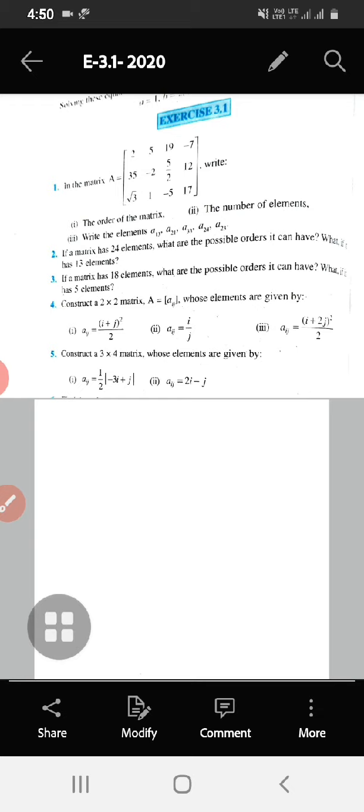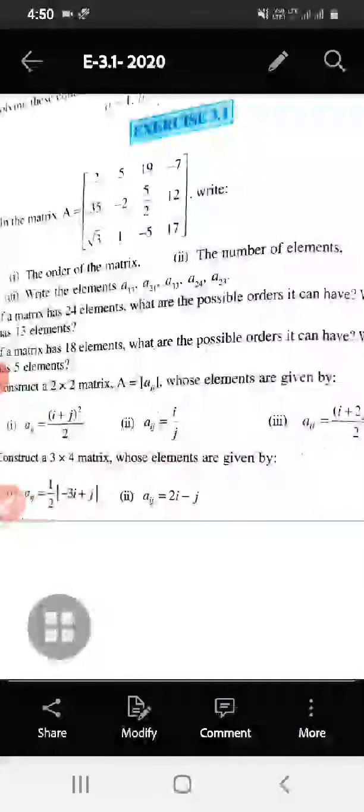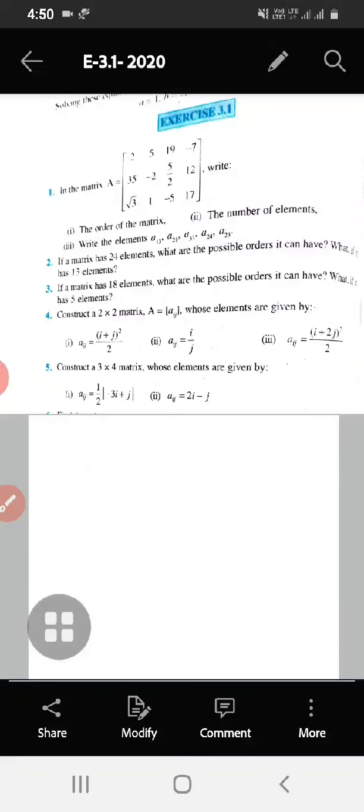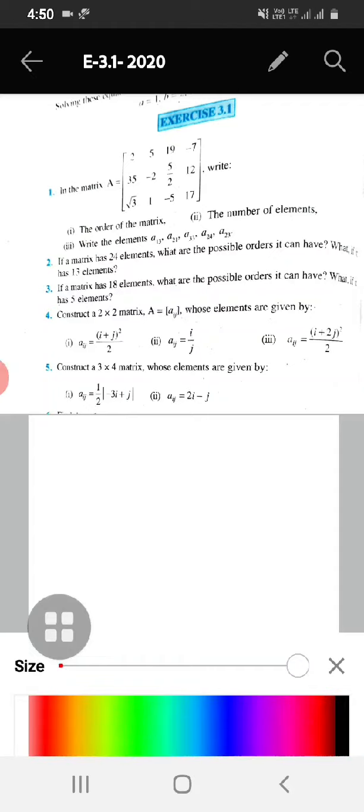Now we shall take up some simple examples. You are observing on the screen the exercise problems given here, Exercise 3.1. I will solve them one by one. There are 5 examples given here, so let us go and solve one by one.